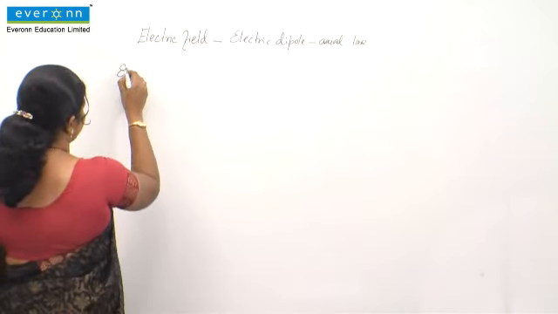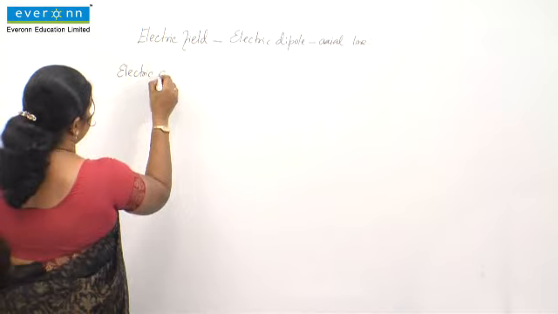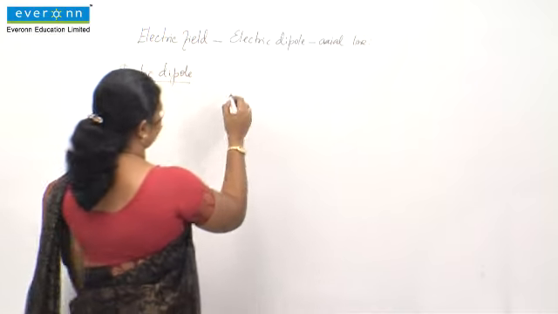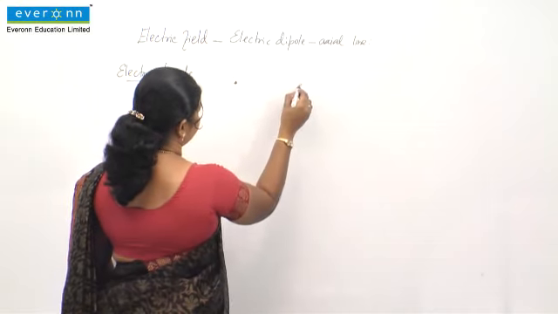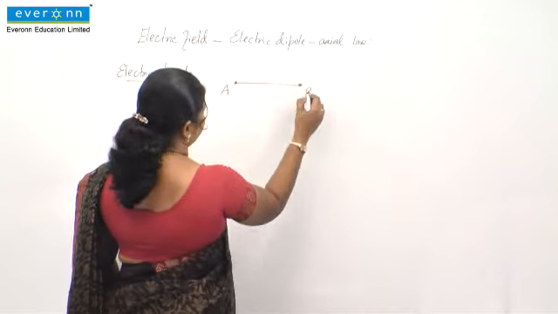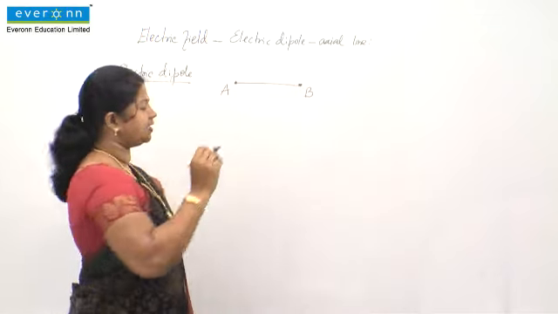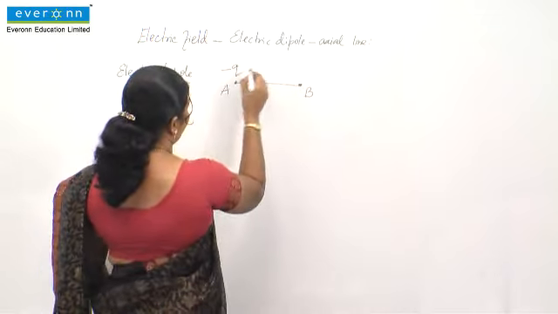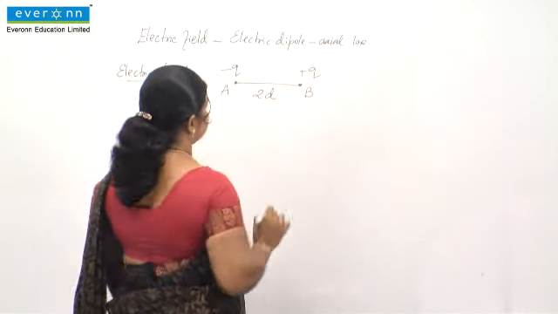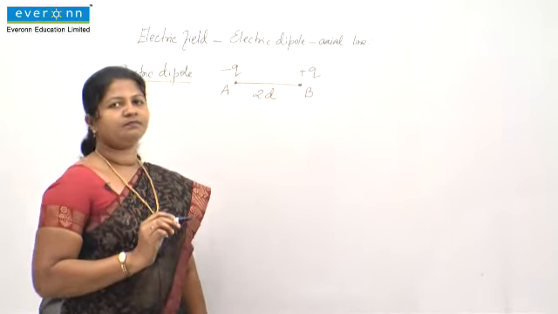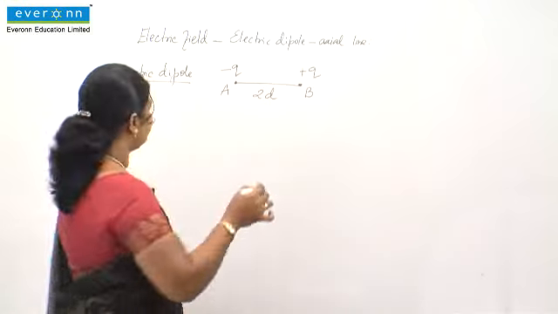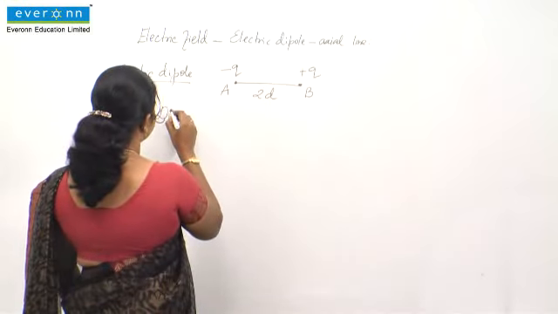So, what is an electric dipole? We have two equal and opposite charges. So, AB is an electric dipole. It has two equal and opposite charges separated by a small distance, say for example 2d. This constitutes an electric dipole, and we should also know what is dipole moment.